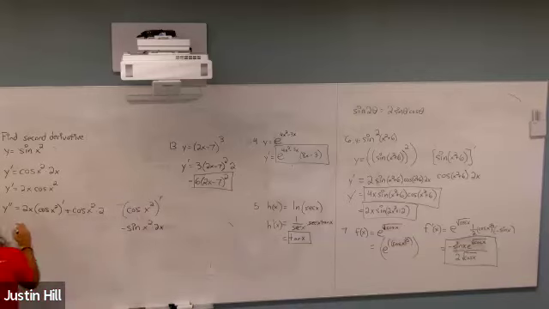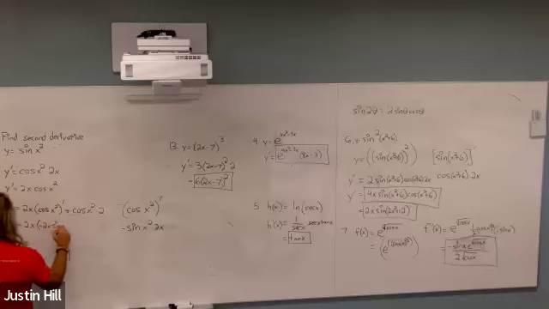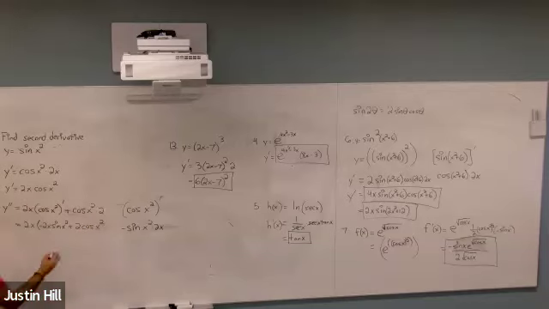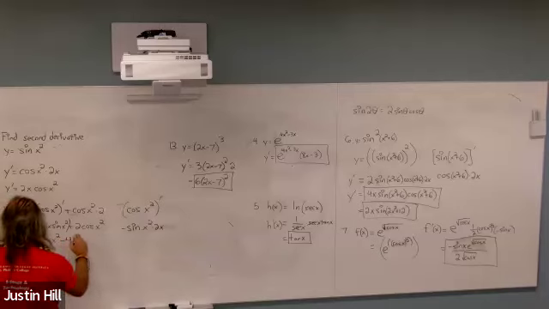So let me plug that in. So 2x times negative 2x sine of x squared. Now I'm going to have what? Plus 2 cosine of x squared. And do a little multiplication there. So we end up with, and I'm going to put my positive part first, 2 cosine of x squared minus 4x squared sine of x squared.